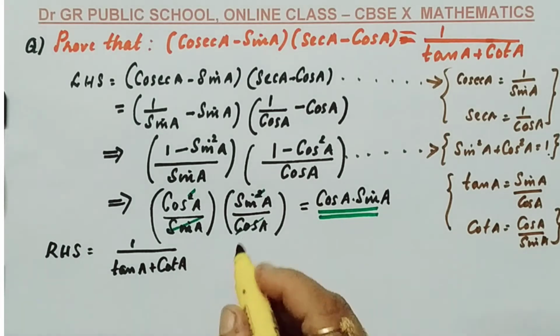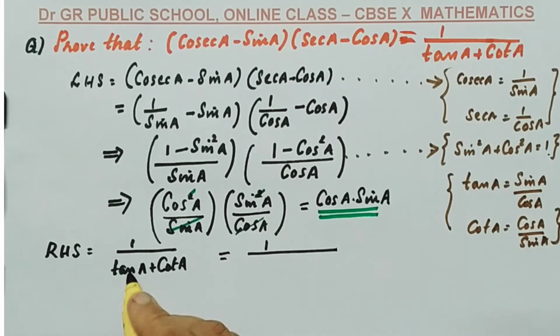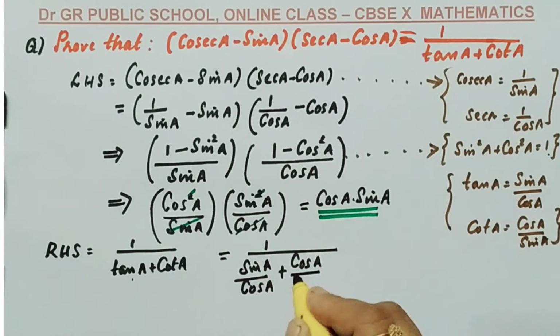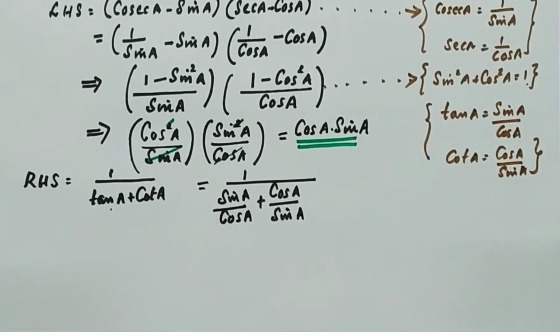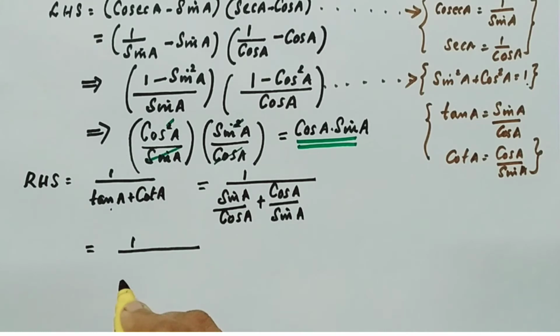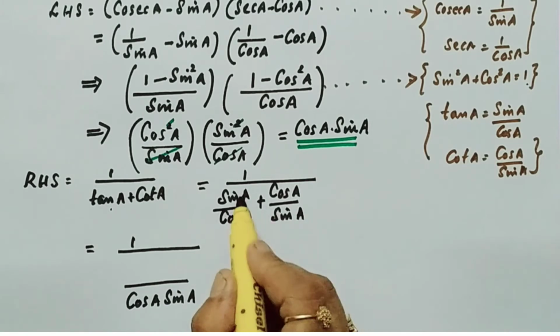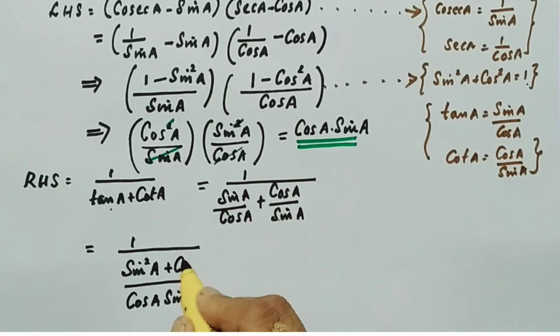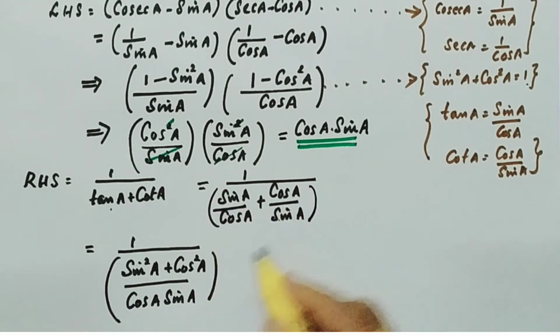Okay, we can replace that: equals 1 by tan A, which is sin A by cos A, plus cot A, which is cos A by sin A. Again equals 1 by, in the denominator I am going to take the LCM, cos A sin A. So here comes sin A into sin A, sin square A, plus cos A into cos A, cos square A. So this is actually the denominator. This much, the full denominator, I simplified here.